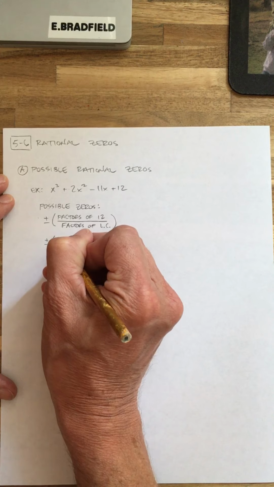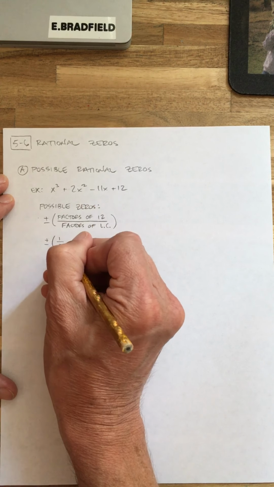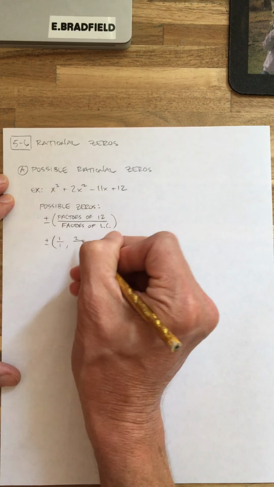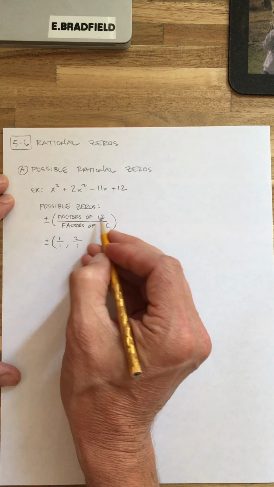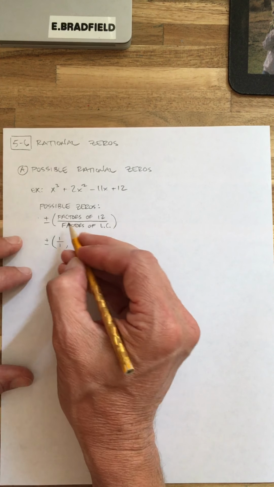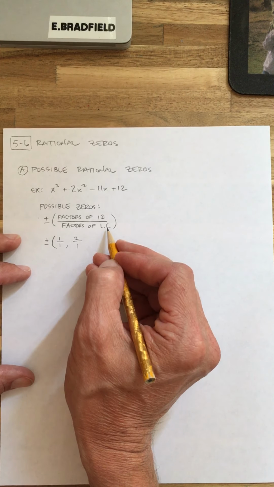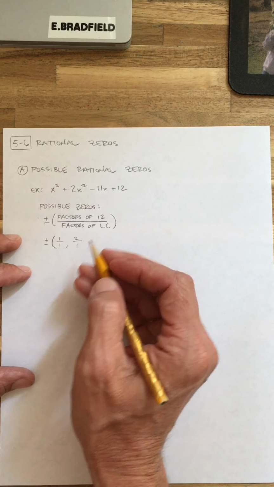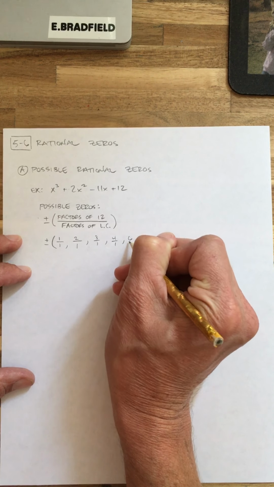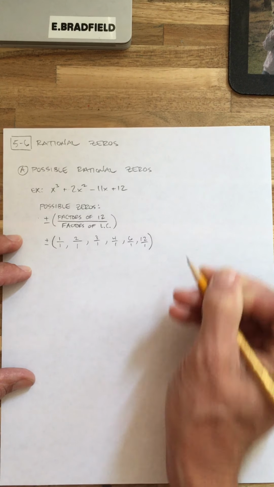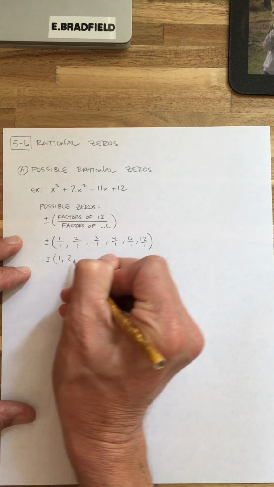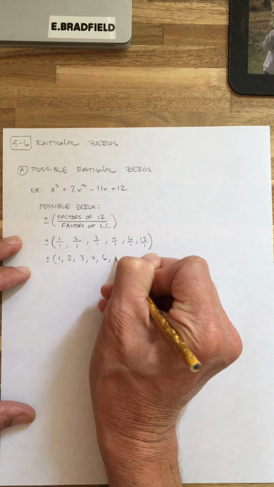So it's going to be 1 divided by the leading coefficient, 1, okay? 2 divided by the leading coefficient, 1, okay, right? So in the numerator, it's all the factors of 12. So like I said, 1, 2, 3, 4, 6, and 12, all divided by the factors of the leading coefficient, okay? Which in this case, in this example, is just 1. So the next one is going to be 3 over 1, then 4 over 1, then 6 over 1, and then 12 over 1. And all that really is plus or minus 1, 2, 3, 4, 6, and 12.